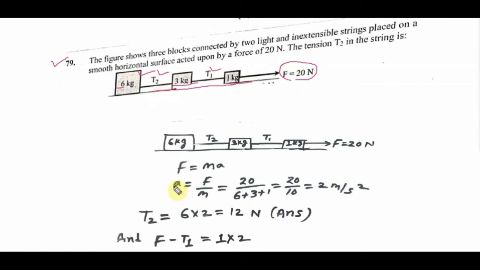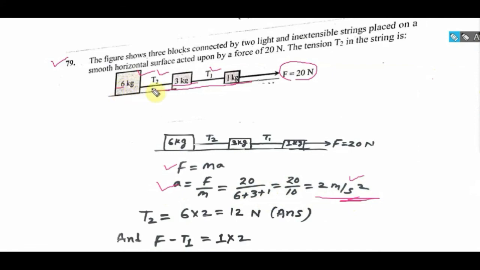So we know that force equals M into A, so A equals F by M. Here the force is 20 and M is the mass. So total mass will be 6 plus 3 plus 1, so 20 by 6 plus 3 plus 1, that is 20 by 10, equal to 2 meter per second square. So the acceleration is 2 meter per second square.